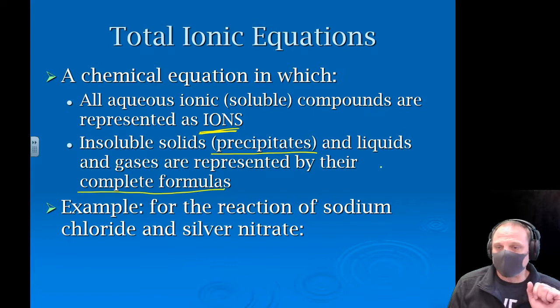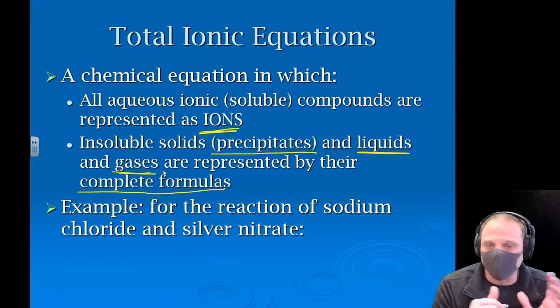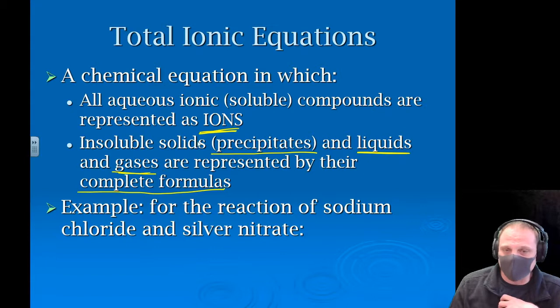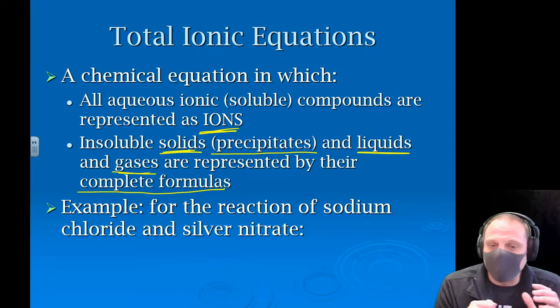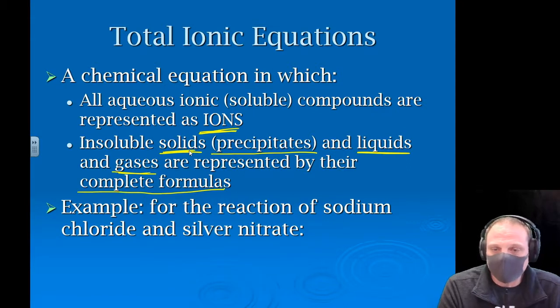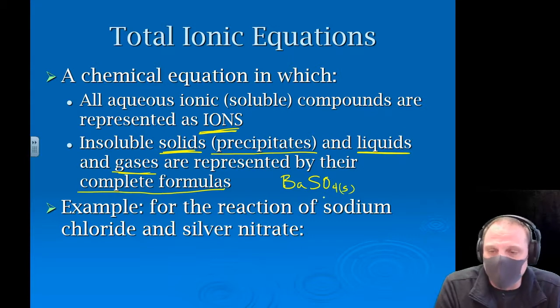Now, if it's a precipitate, you can also have liquids and gases that would need to be represented by their complete formula as well. Okay, so either solids, liquids, or gases in a total ionic equation need to have their complete formula. So for instance, if we were doing that one that we just did and we had barium sulfate, we would want barium sulfate, the whole formula here, to be written out.